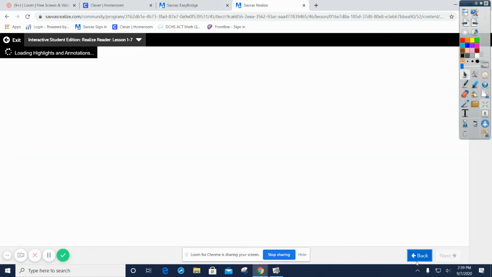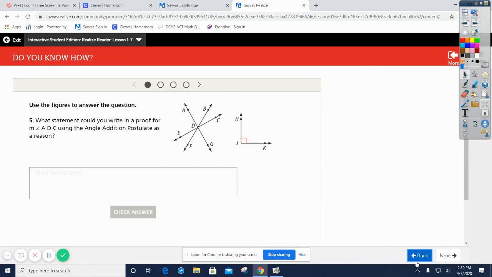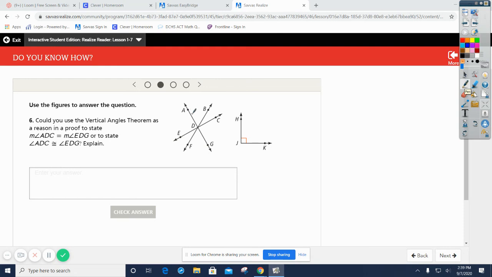Oh, I hit the wrong button again. Sorry, keep doing that. All right, the second circle says, could you use the vertical angle theorem as a reason to prove that angle ADC, which would be that angle, is equal to angle EDG, which would be that angle? Yes, absolutely, because those are vertical angles. If you look at them, you got this line here and this line here that make those two angles. So the answer would be yes, because they're vertical angles.